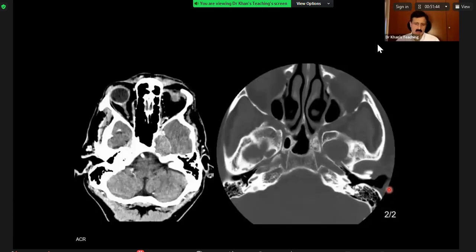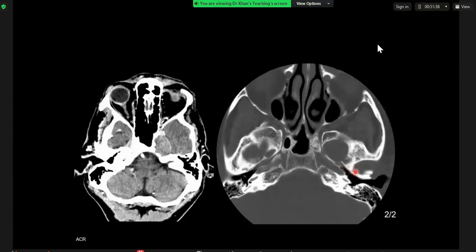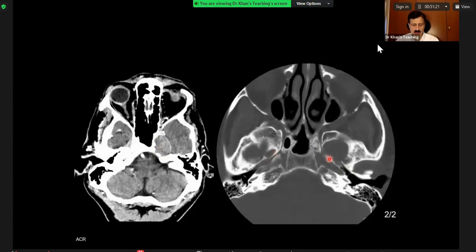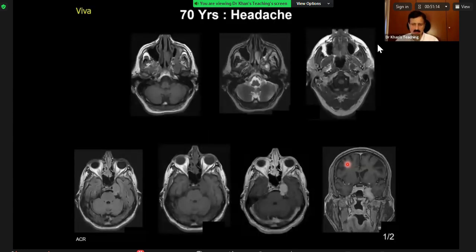Okay. So this is the CT scan and this is the bone window. So what's happening? There is widening of the left foramen ovale. Right. So this is a schwannoma, and if you see here on a CT scan, there is something happening on the bone window. You can see this is the foramen ovale. It shows expansion, which has well-defined edges. This is classical for a schwannoma.